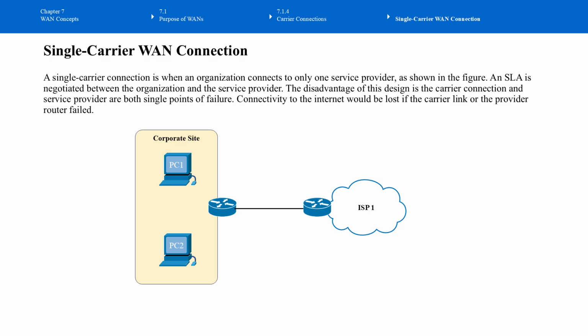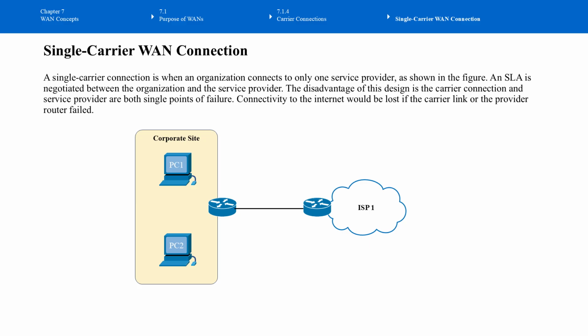7.1.4 Carrier Connections. A single carrier connection is when an organization connects to only one service provider, and this picture shows that. The yellow box is one organization site. There are 2 PCs, PC1 and PC2, with a router. And an SLA is negotiated between the organization and the service provider.